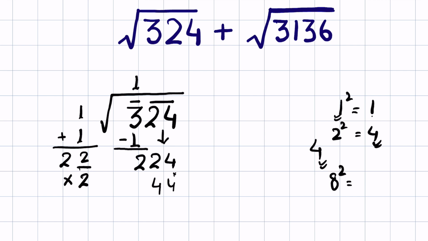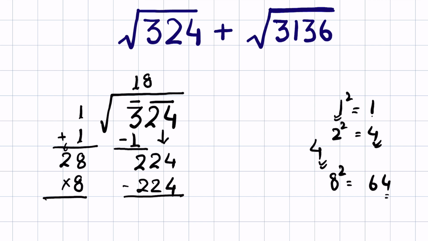When 8 is squared, we get 64, so it has 4 at the end. So let's check with 8. We write 8 here, write 8 here also. Now 28 times 8. 8 times 8 is 64. We write 4 here, 6 is carry over. 8 times 2 is 16 plus 6 is 22, so 224. Exact match. We have remainder 0. So 18 is the square root of 324. When you multiply 18 times 18, you will get 324.